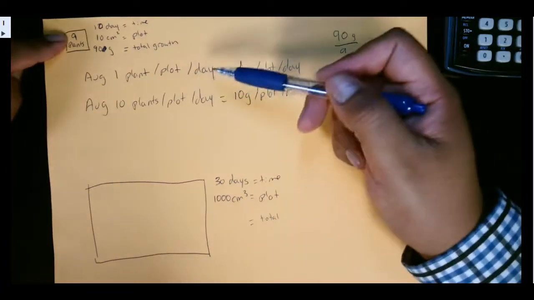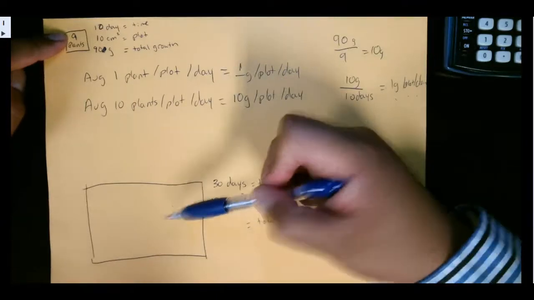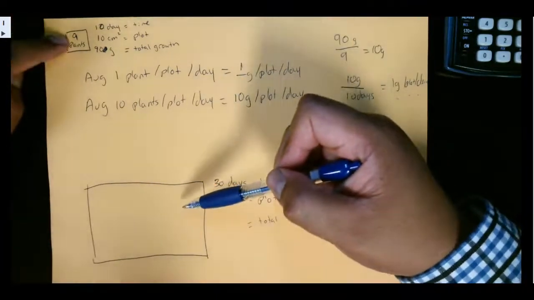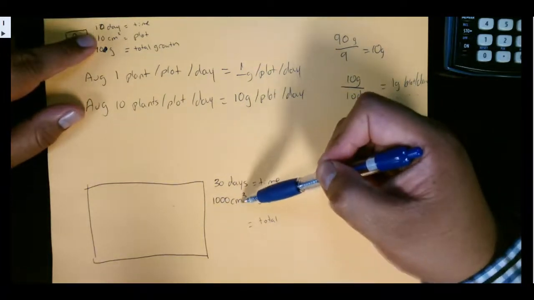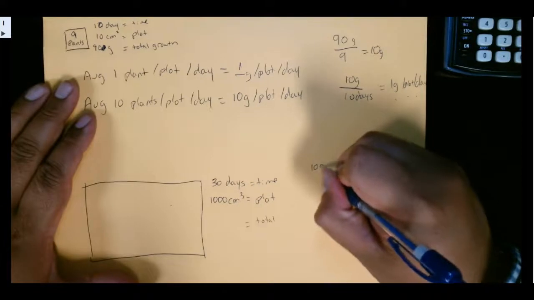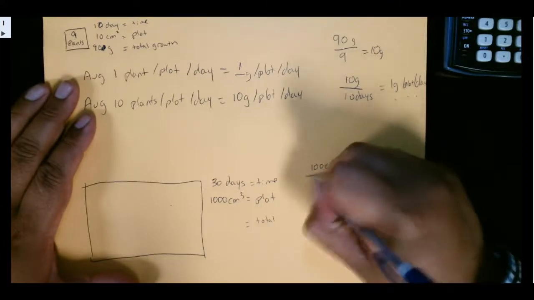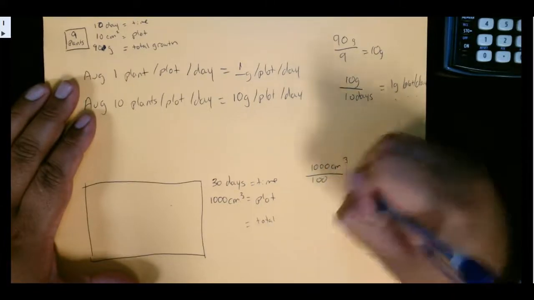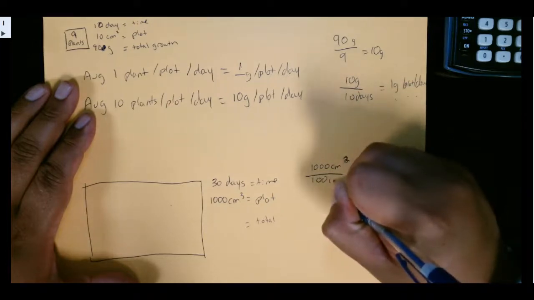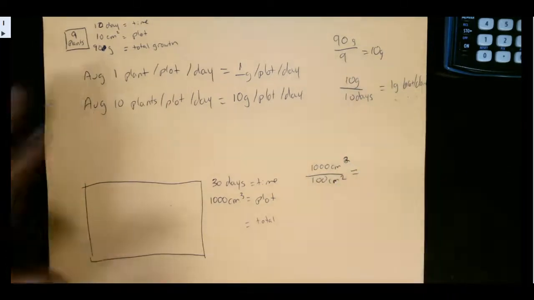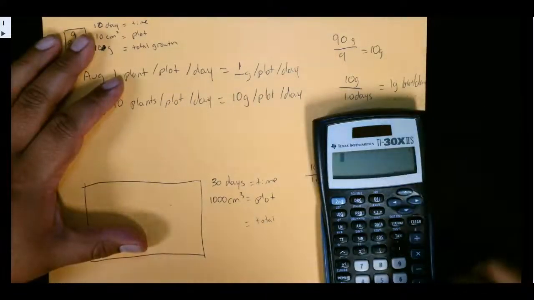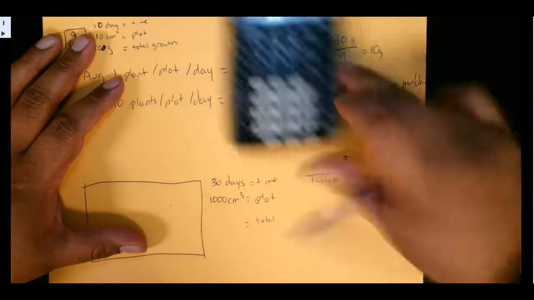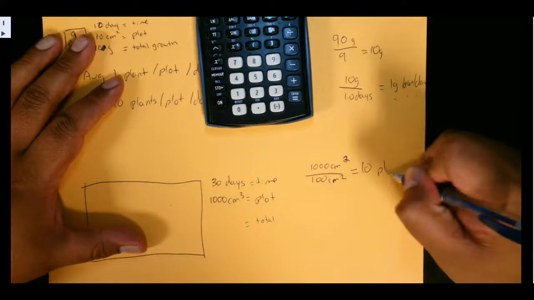First thing, how many of these fit in here? There's a bunch of ways to do it. I like getting the easy stuff out of the way first. So if this is 10 centimeters and this is 1,000, I would take 1,000 centimeters cubed divided by 100, sorry, it's squared, 100 centimeters squared, and that's going to give me an answer. Shouldn't need to, but if you're a little weird with your numbers, just double check your numbers. So that would mean you have 10 plots.